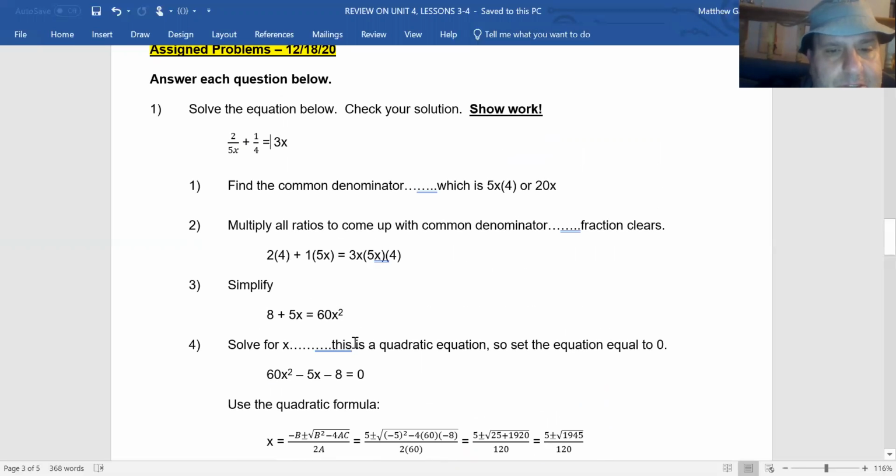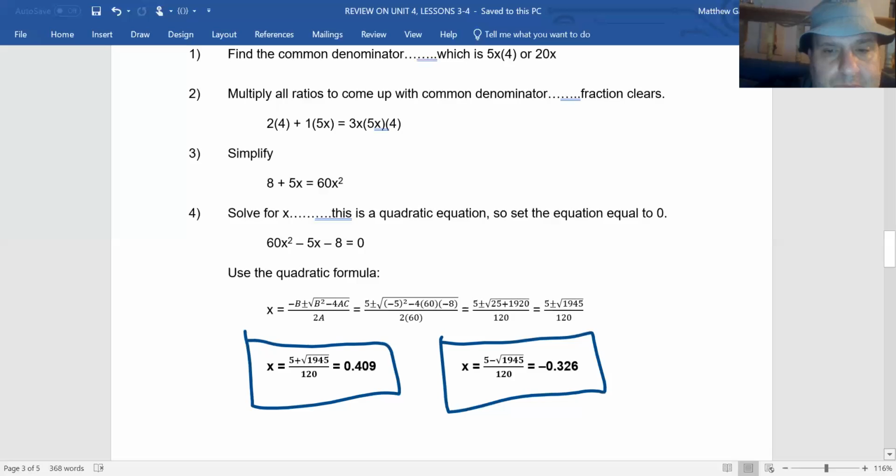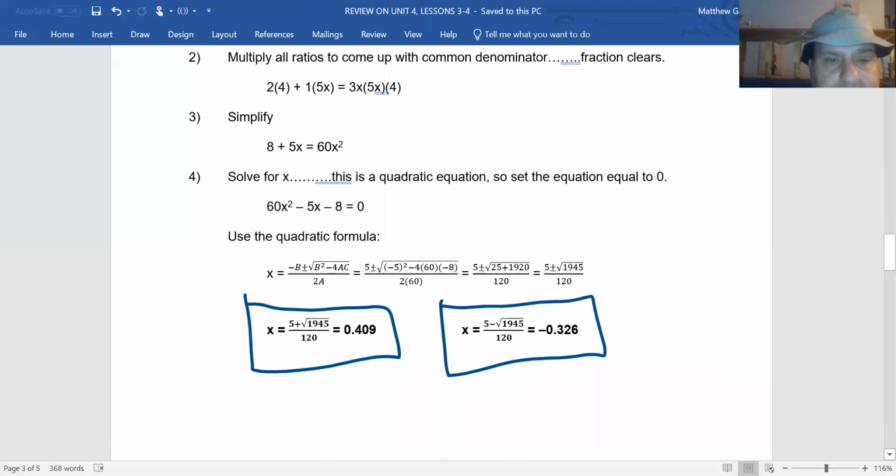So solve for x. This is a quadratic equation, so you have to set it to 0, and this one can't be factored. So you have to use the quadratic formula. I'm not going to give you any questions where you're going to use the quadratic formula, but it'll be there if you want to use it on anything you can't factor.